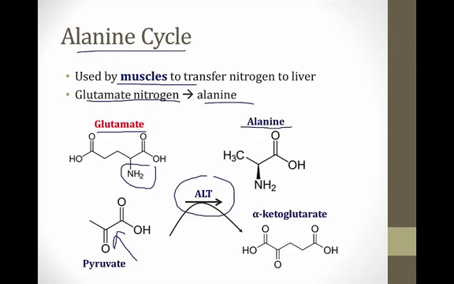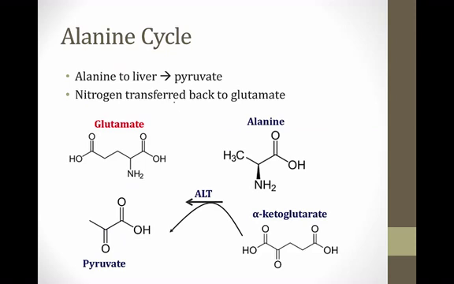Alanine has the same structure as pyruvate, except that the ammonia group has replaced the double bonded oxygen. This process will also generate a molecule of alpha ketoglutarate, which can be used by the cells in the TCA cycle. In the liver, the reaction is reversed and alanine is converted back to pyruvate.